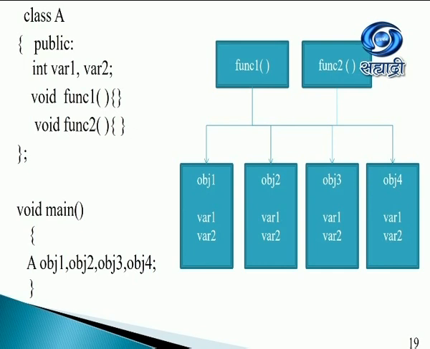Pictorially, I would like to show you that I have created these 4 objects, object 1, 2, 3 and 4. Each object contains a set of the data members, which is var1 and var2. Again, var1 and var2 for object 2, var1 and var2 for object 3, var1 and var2 for object 4. So every object gets 1 copy of the data members, whereas for functions, only 1 set is created and all the objects are going to share the function. This is a very important concept to understand how classes and objects work with functions and data members.